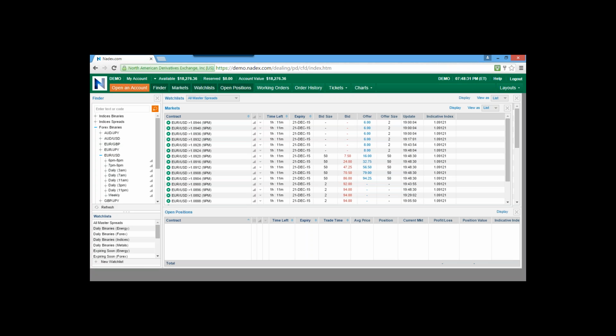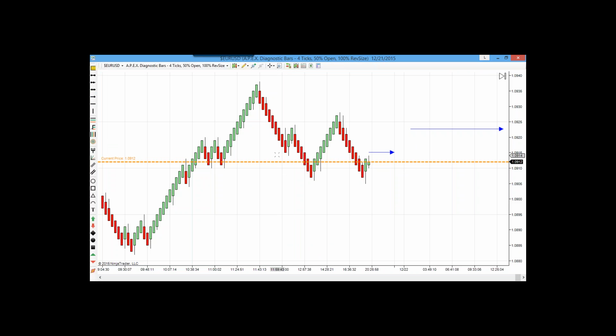Ron, you're asking what kind of candles these are. These are what we call diagnostic bars. These are some proprietary bars that we have over at Apex. You can see more about them if you go over there to our website, apexinvesting.com.